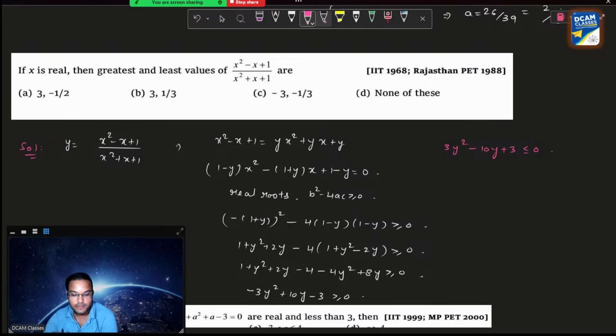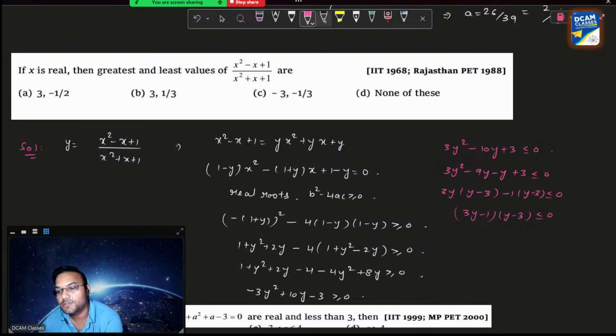How to find the value? Now you can solve this equation to find the values of y. Okay, so how will it be? 3y square minus 9y minus y plus 3 is less than or equal to 0. 3y into y minus 3 minus 1 into y minus 3 is less than or equal to 0. So 3y minus 1 into y minus 3 is less than or equal to 0.